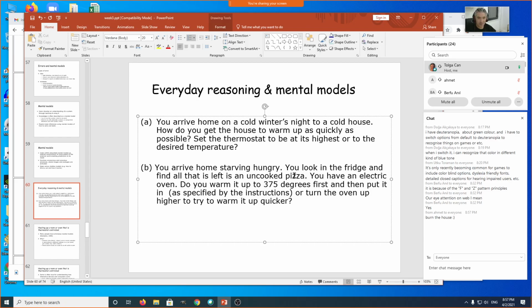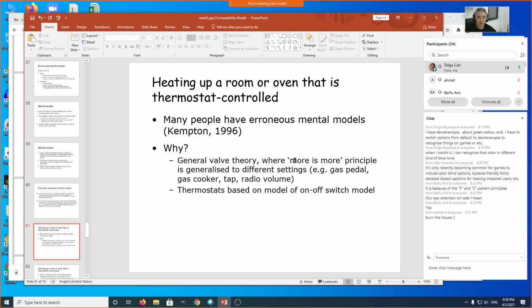So this is another one. You're at home starving hard. You look in the fridge and find all that is left is uncooked pizza. You have an electric oven. Do you warm it up to 375 degrees first and put it in the instruction, or turn the oven up higher and try to warm up quicker? Again, this is also thermostat control, both of them.